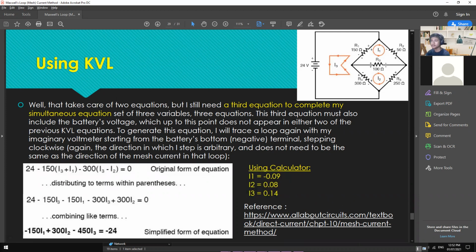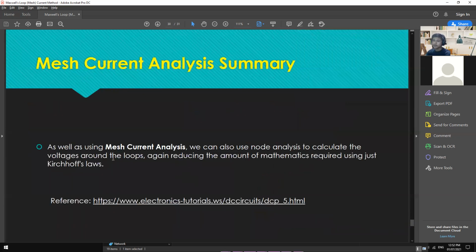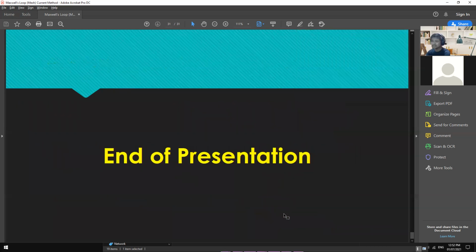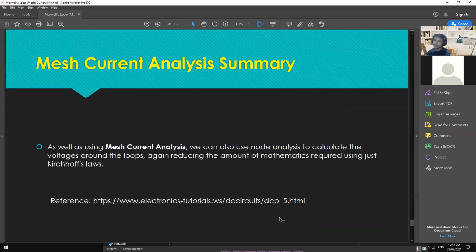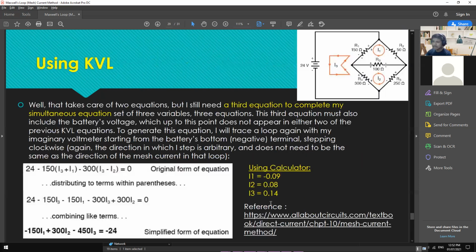Okay, so the reference of this presentation came from All About Circuits. If you need more information, you can visit this one. And as a summary, as well as using mesh current analysis, we can also use node analysis to calculate the voltages around the loops, again reducing the amount of mathematics required using just Kirchhoff's laws. You can also visit Electronics Tutorials. Both of them are helpful, they just have different examples and different ways of explaining mesh current analysis. So that's actually it for the mesh current method.